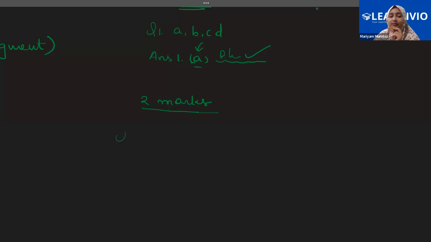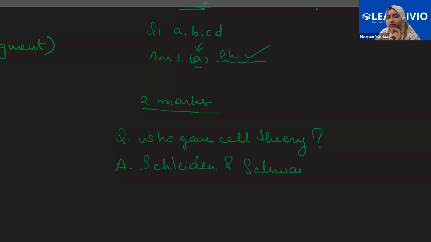Another thing, for example, if the question says, who gave cell theory, right? One question was there, who gave cell theory? Now, in questions like these, your answer shouldn't be like Schleiden and Schwann, full stop. Do you think this is the answer? No, ma'am. The answer as to who gave the cell theory is correct, but this is not how you write the answer. You will write, cell theory was given by Schleiden and Schwann.